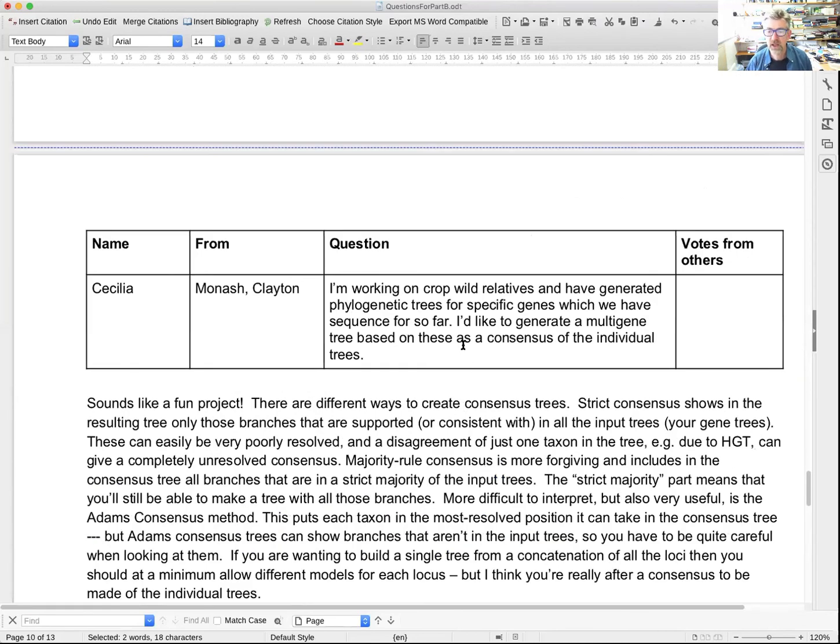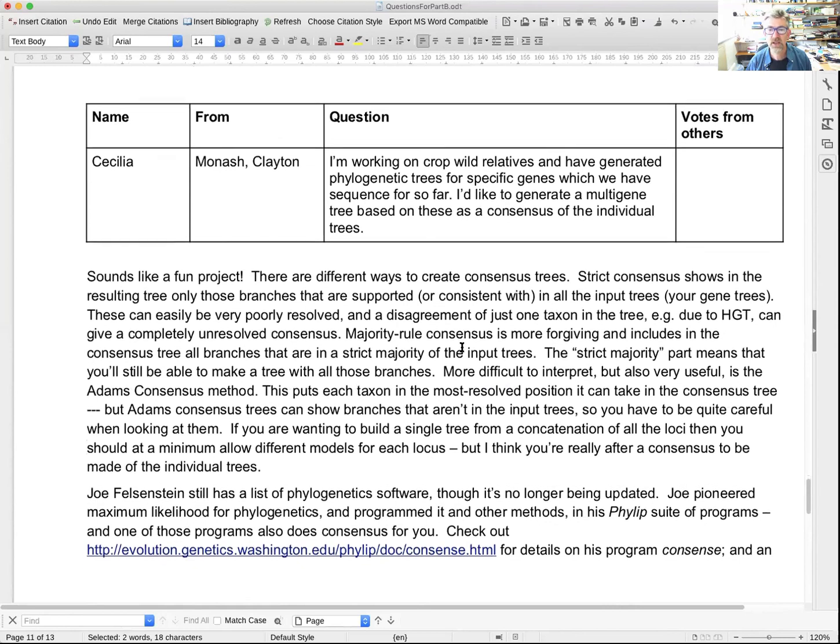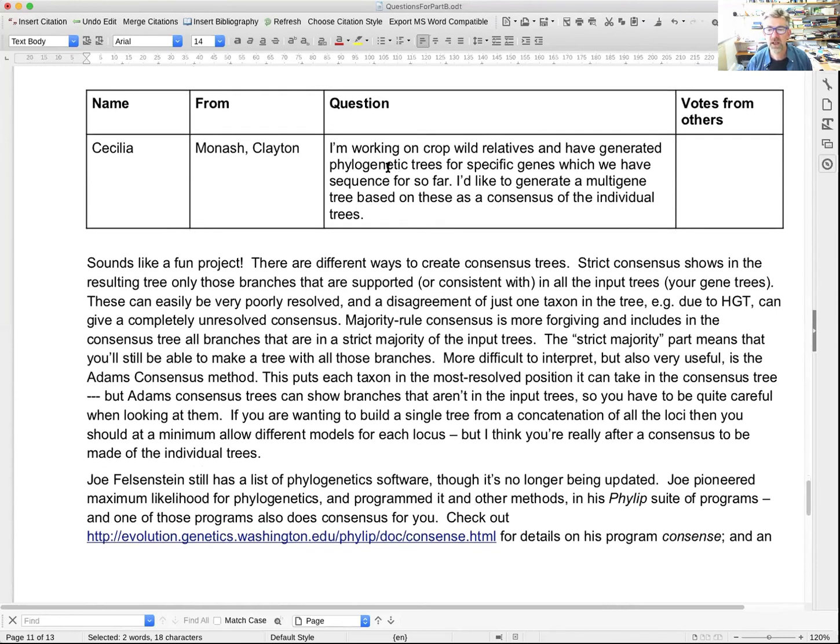I really do. There are a lot of different ways to build consensus trees. You would hope that the individual loci, individual genes, will give you something similar. They should agree roughly on the phylogenies of your crops. Where they differ, it might be down to, probably not HGT, it might be hybridization, incomplete lineage sorting, or sampling error. But that should come out when you compare the trees that you have.